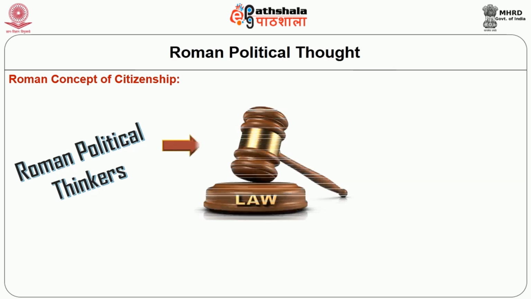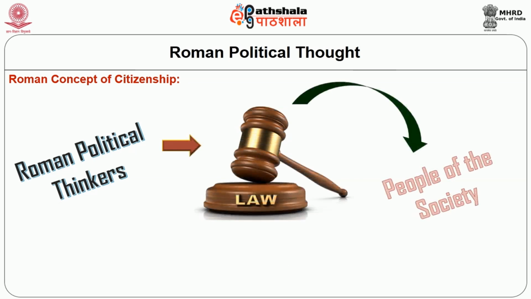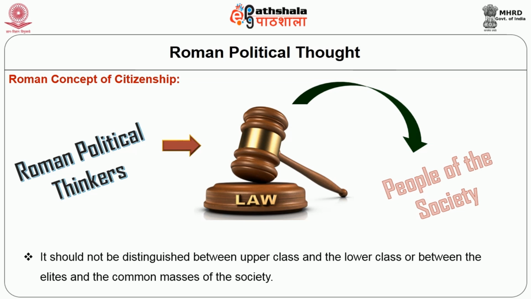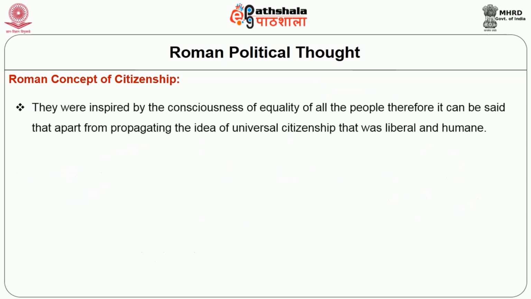The Roman political thinkers opined that law should not distinguish between the people of society. It should not distinguish between upper class and lower class or between the elites and the common masses of society. They were inspired by the consciousness of the equality of all the people, and therefore it can be said that they propagated the idea of universal citizenship that was liberal and humane.